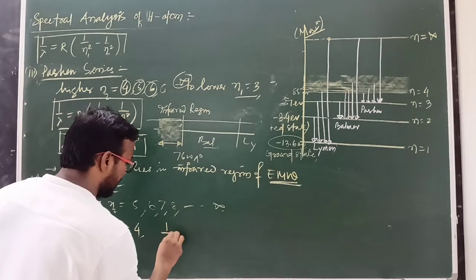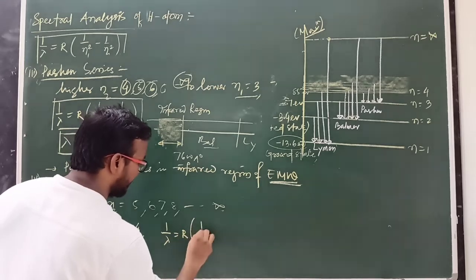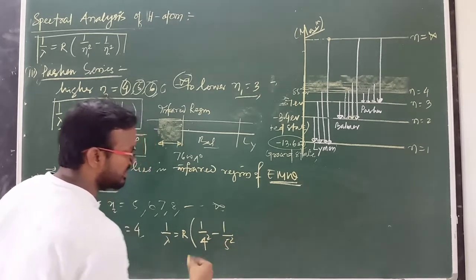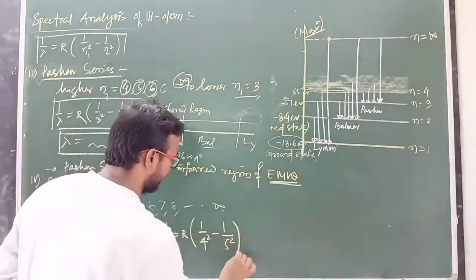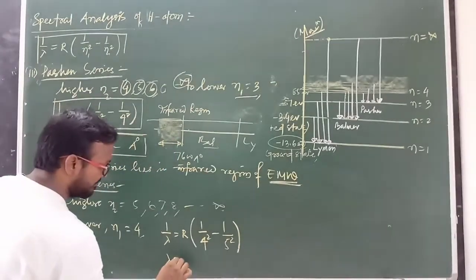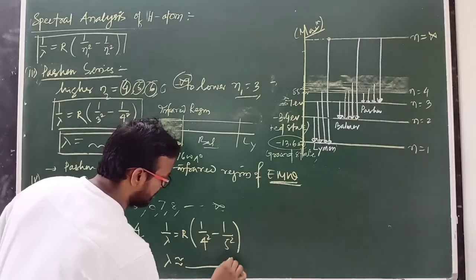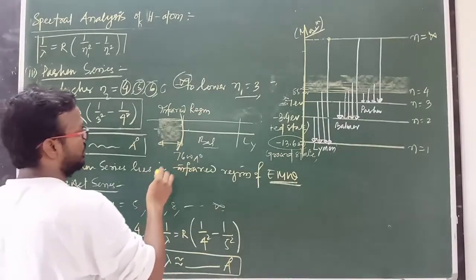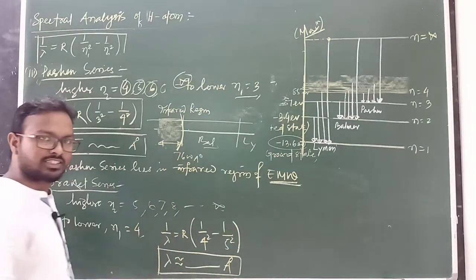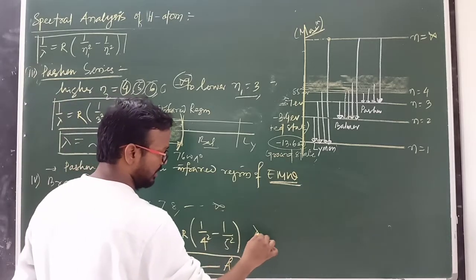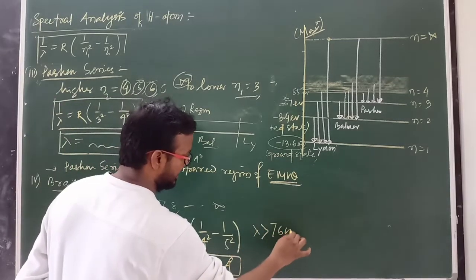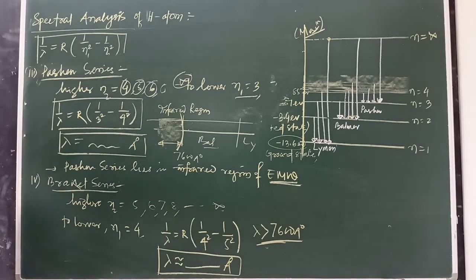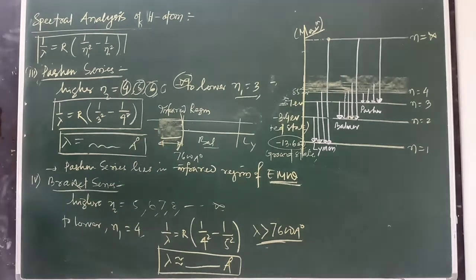So in this case we can write 1 by lambda equal to R into 1 by n1 square, n1 is here 4, so 4 square, minus 1 by 5, 6, 7, 8, 9 and so on, clear? And if you solve this for lambda, in angstrom, then this lambda lies in the region where lambda is greater than 7600 angstrom, clear? In this case the lambda is greater than 7600 angstrom, and the Brackett series also lies in the infrared region, clear?